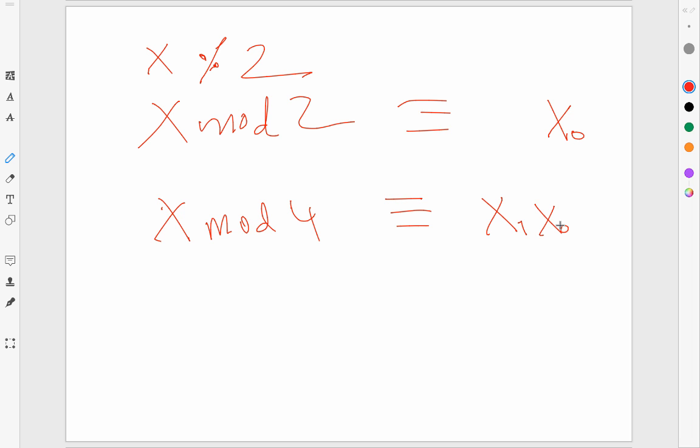So 128 3-input AND gates. The cost is 128 times 4, right? Correct. Yeah.